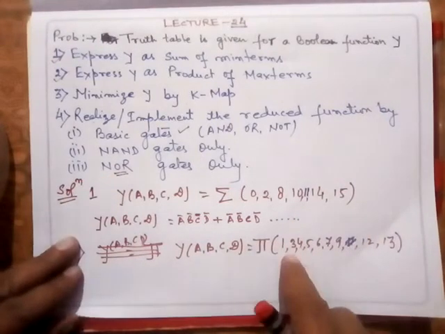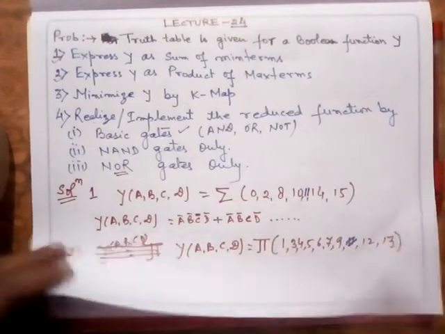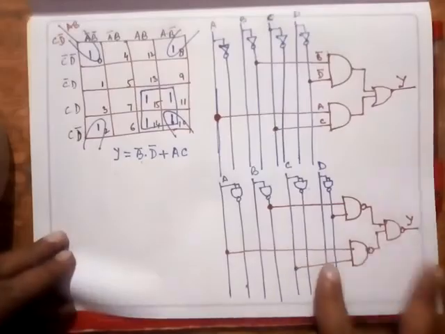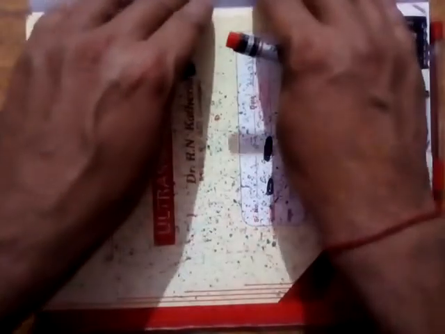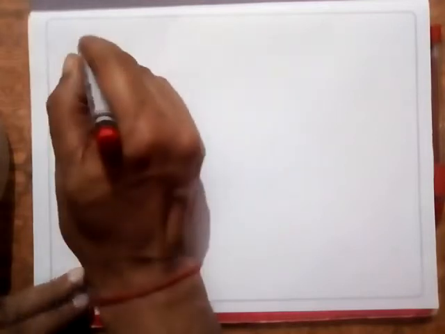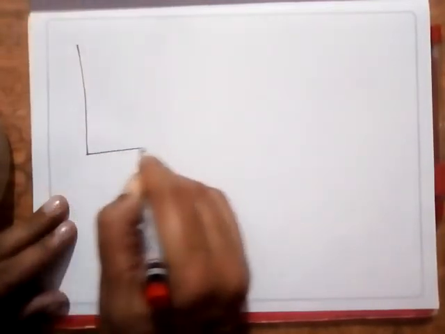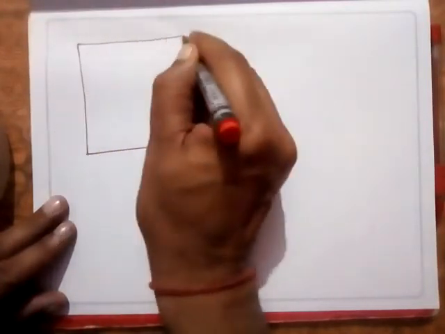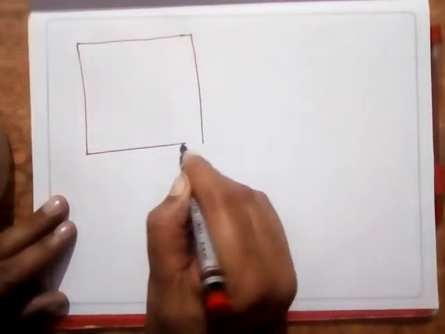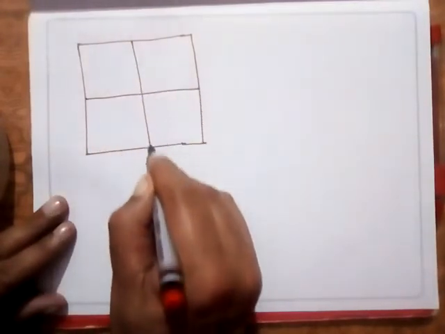So I'll frame a K-map for this. I'll frame a K-map for these max terms. So I'm framing a K-map for these max terms, and then I'll realize this with the help of NOR gates only. So first let me frame a K-map for 4 variable and for the purpose of max term. So this is the K-map. 16 cells. I divide this into 16 cells.